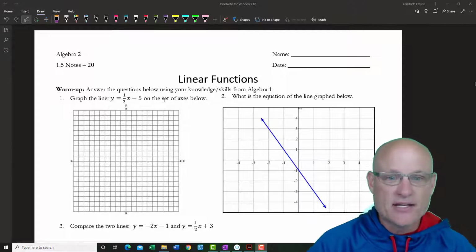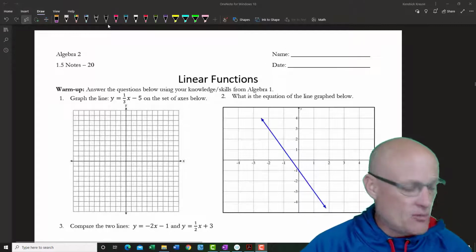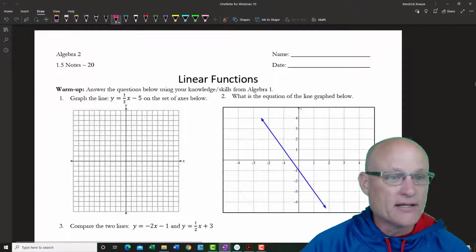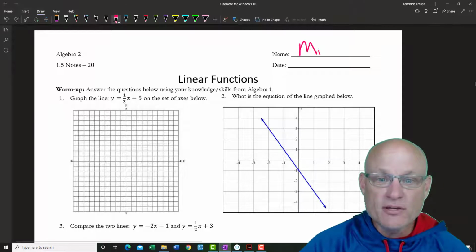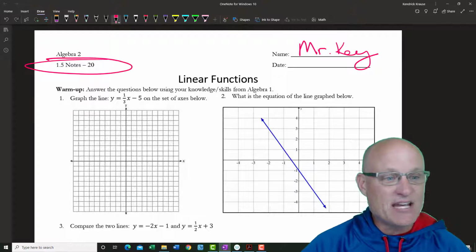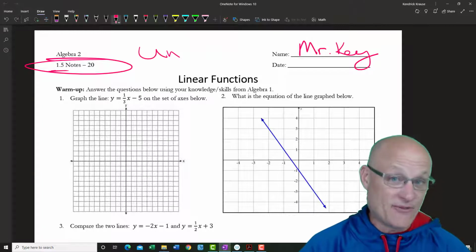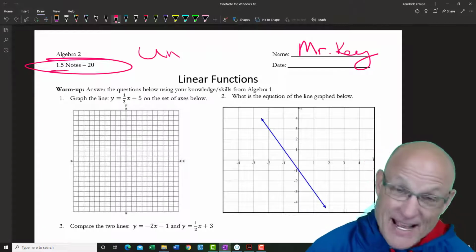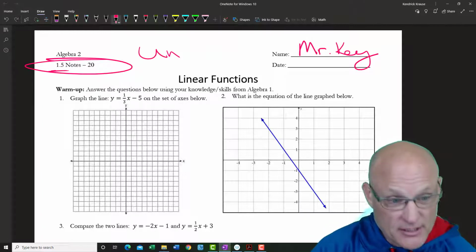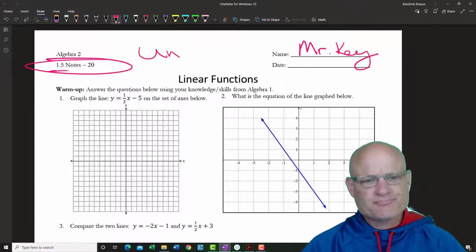Let's talk about this. Today, or for a little while, let's use pink, because my name is Mr. Krause. You know I'm going to be Mr. Key for a little while. By the way, this is day 5, Unit 1. Unit 1, day 5. So, we're about halfway through. Well, about a third of the way through. So, let's get started. Linear functions.